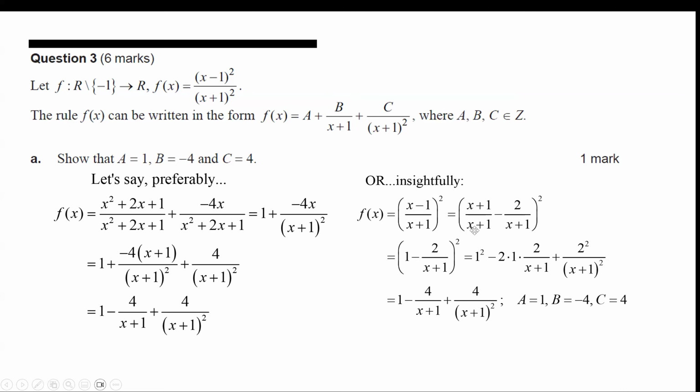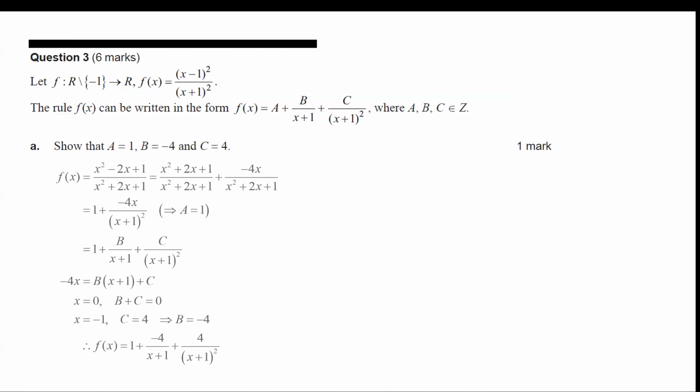So a minus b, whole thing squared, will be expanded to 1 squared minus 2 times 1 times 2 over x plus 1 plus 4 over x plus 1 squared. And therefore, you nicely get 1 minus 4 over x plus 1 plus 4 over x plus 1 squared, with the a, b, c values matched.